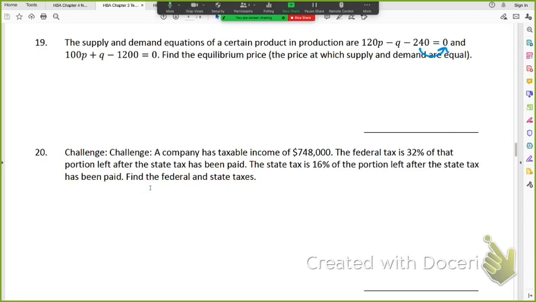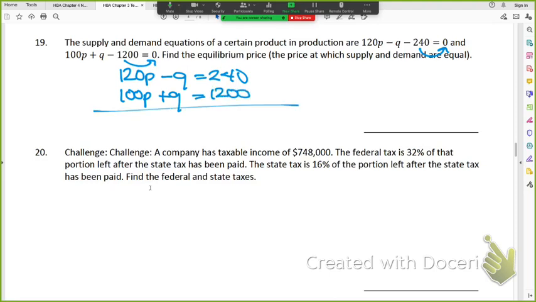On number 19, I just moved this 240 to the right. 120p minus q is equal to 240. I moved this 1200 to the right. 100p plus q is equal to 1200. That's already set up for elimination. That cancels. That's 220p is equal to 1440. All I had to do is divide both sides by 220.